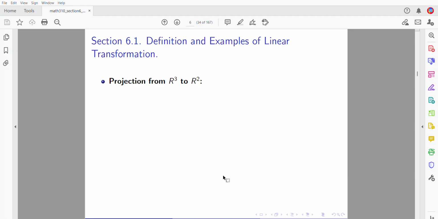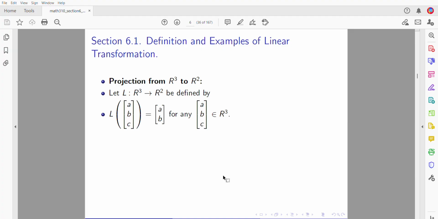What about projection, from 3 dimensions to 2 dimensions? So think of this as x coordinate, y coordinate, z coordinate. You forget the z coordinate. Take x and y coordinate, map it to x and y coordinate. Z coordinate is forgotten. This is called projection from 3 dimensions to 2 dimensions. So for any 3-vector, that is a vector with 3 entries, you get a vector with 2 entries. This L respects vector addition and scalar multiplication. Easy to check.